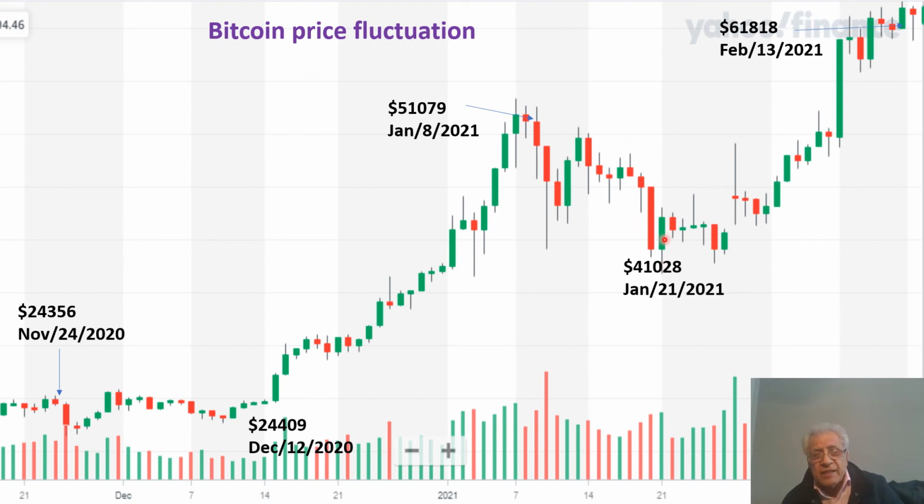Now here, that is again a bullish tweezer bottom. And even if you blend these two candles, you get a hammer. So that is the sign of an uptrend. So we enter the market here at $41,028 on January 21, 2021. The trend goes all the way up, and we exit the market here on February 13, 2021 at 61,818.